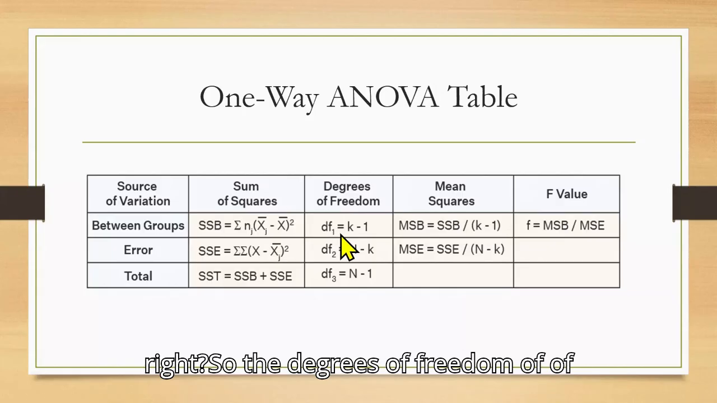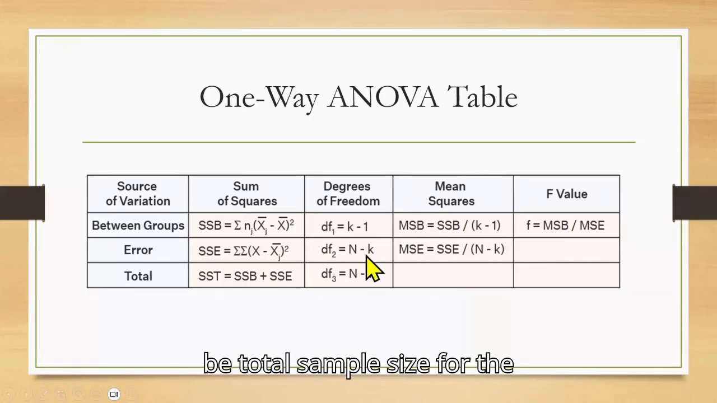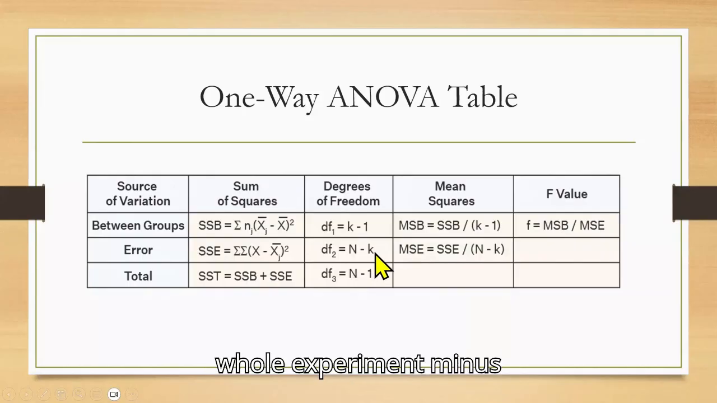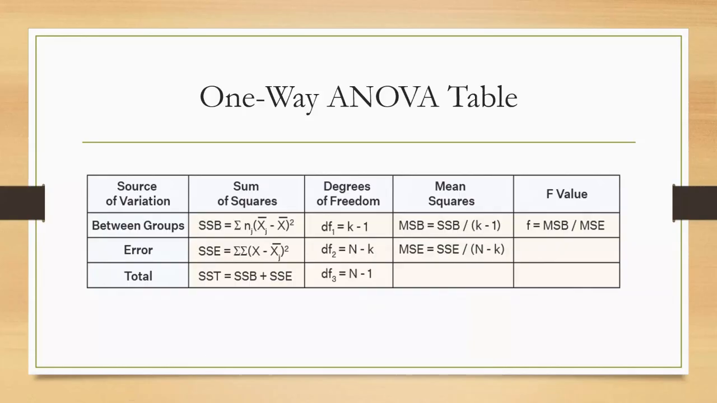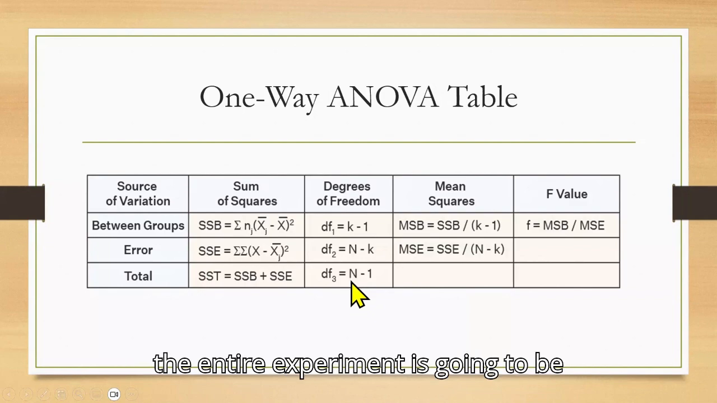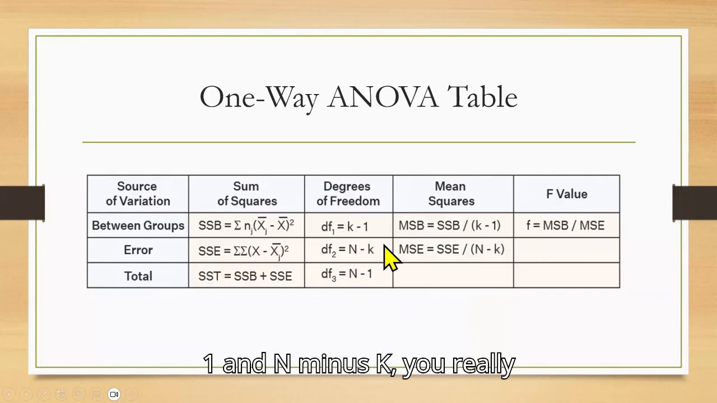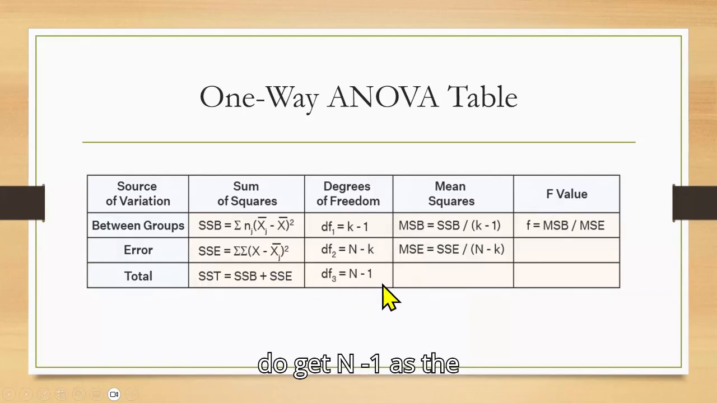So the degrees of freedom of error or within is going to be the total sample size for the whole experiment minus the number of treatments. And then the degrees of freedom total for the entire experiment is going to be capital N minus 1. So if you actually add up k minus 1 and N minus k, you really do get N minus 1 as the sum. So total means total.